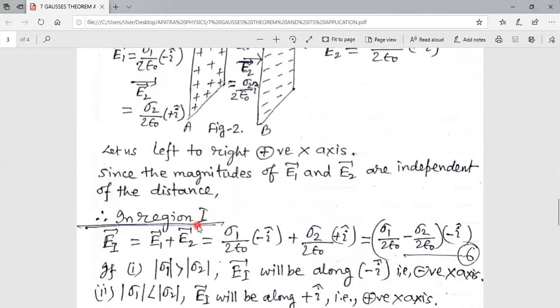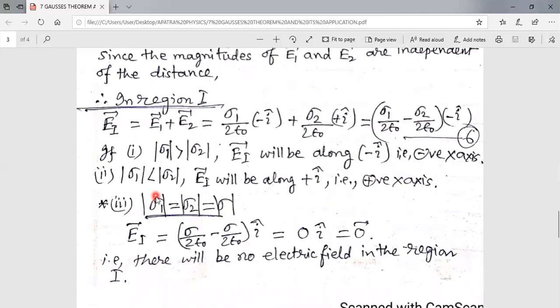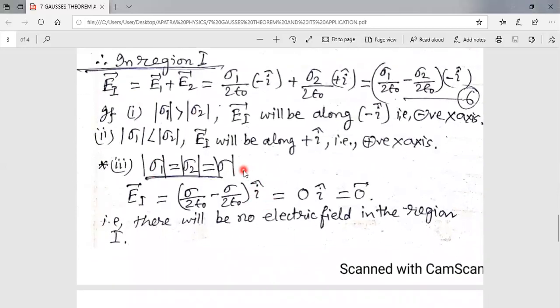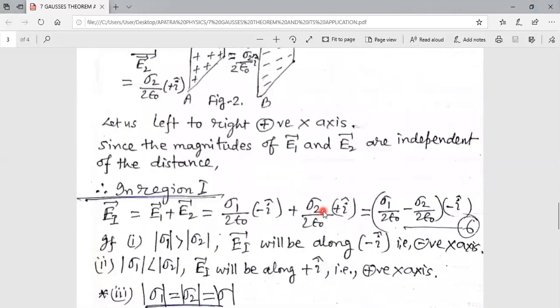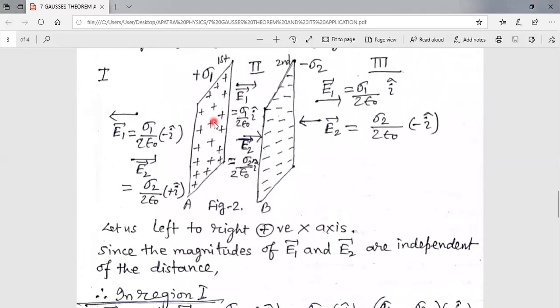Now interestingly, if sigma 1 is equal to sigma 2, and let us suppose that is sigma, all these numerical values are the same. In such a case, sigma divided by 2 epsilon naught minus sigma divided by 2 epsilon naught into I cap is ultimately 0. There will be no field at all. Very interesting. When the charge densities of the positive charge sheet and the negative charge sheet are the same, that is sigma 1 equal to sigma 2, let us say sigma, in this region there will be no electric field.